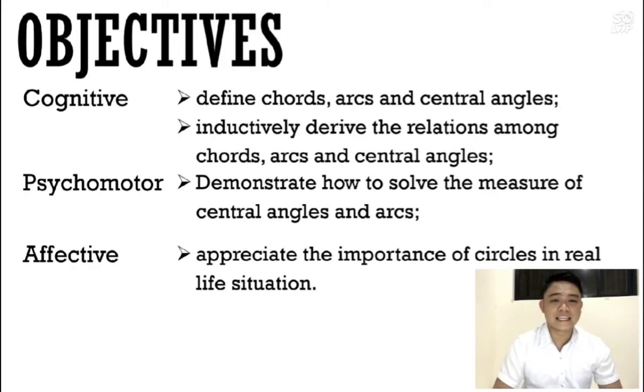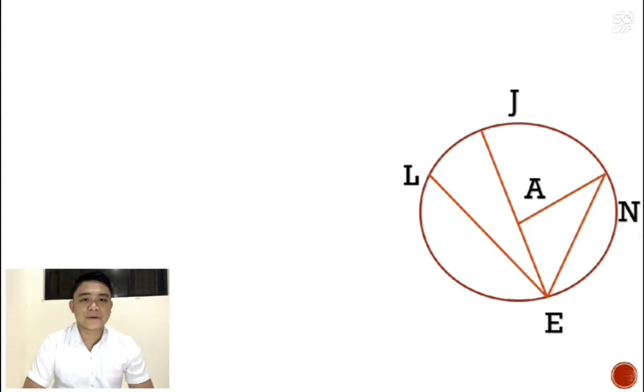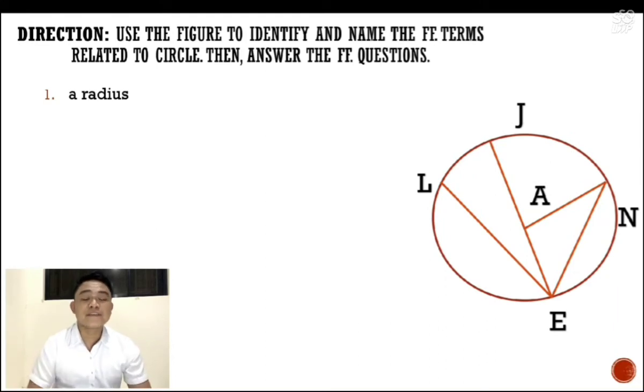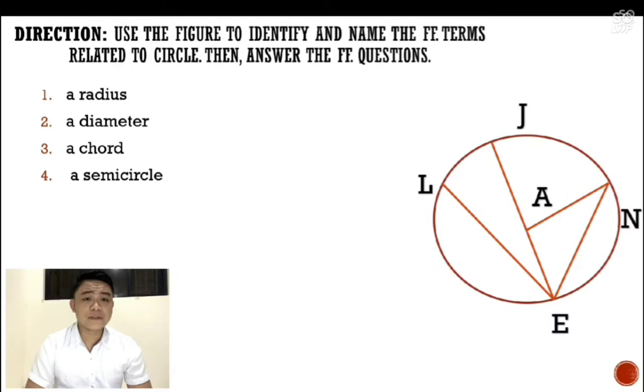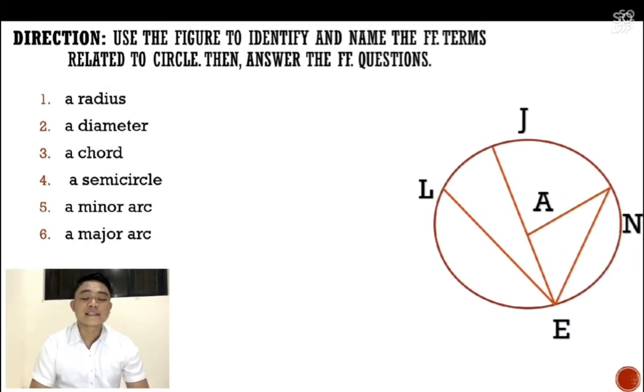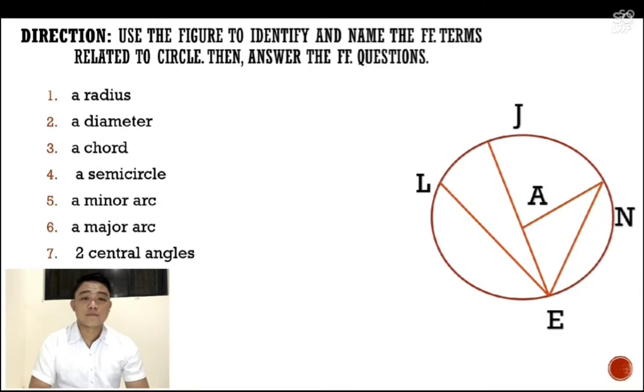Okay, let's have first an activity. I have a figure. Use that figure to identify and name the following terms related to circle. Then answer the following questions. The related terms in the figure: first is a radius. Second, a diameter. Third, a chord. Fourth, a semicircle. Fifth, a minor arc. Sixth, a major arc. And seventh, we have two central angles. I will give you 20 seconds to answer the questions.